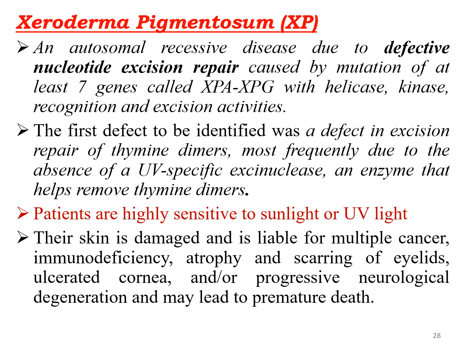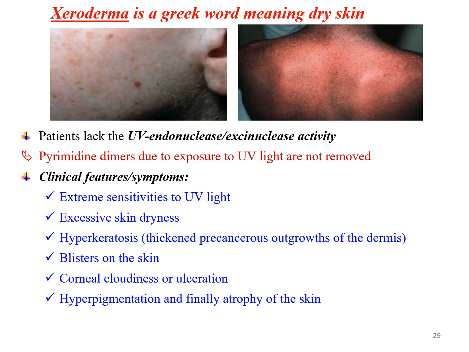Their skin is damaged and they are liable to multiple cancers, immunodeficiency, atrophy and scarring of the eyelids, ulcerated cornea, or progressive neurological degeneration, and it may lead to premature death also. So this one is the disease xeroderma pigmentosum, associated with NER. Have a look at this. This one is xeroderma.